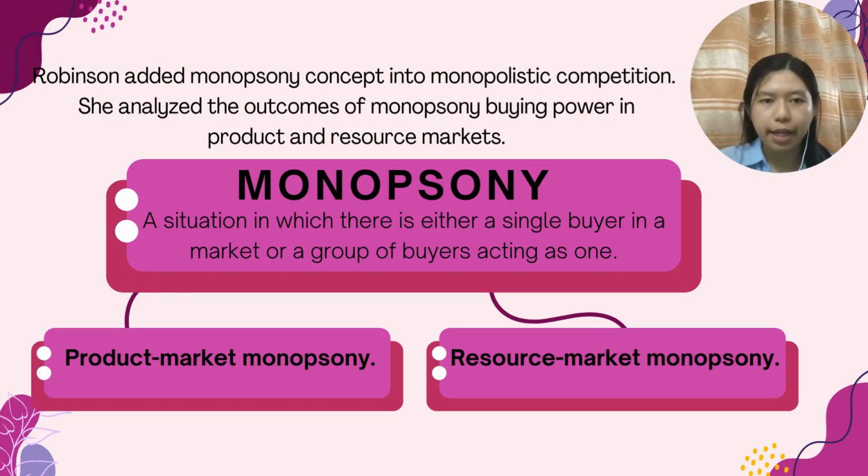Moving on to the next slide, Robinson added the concept of monopsony into monopolistic competition. Monopsony is a situation in which there is either a single buyer in the market or a group of buyers acting as one.